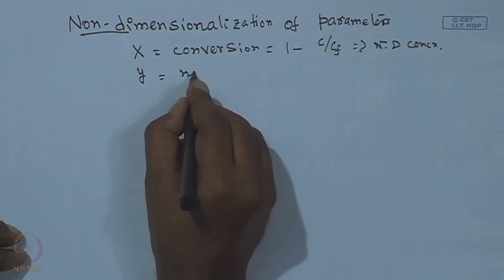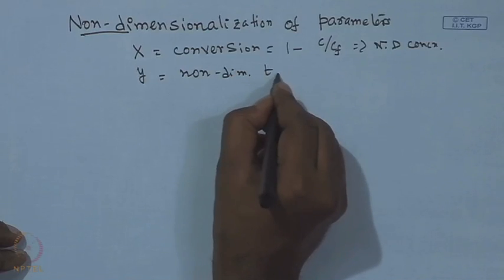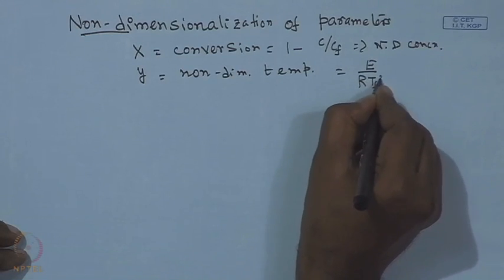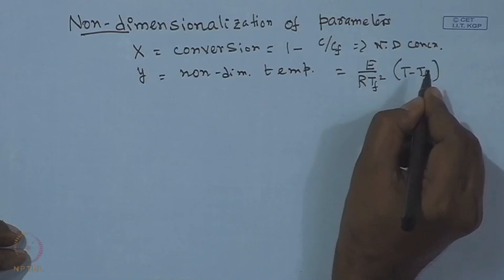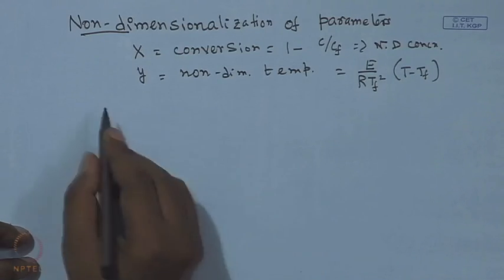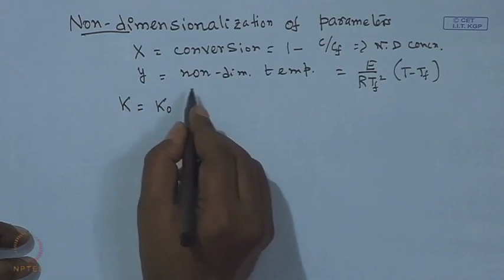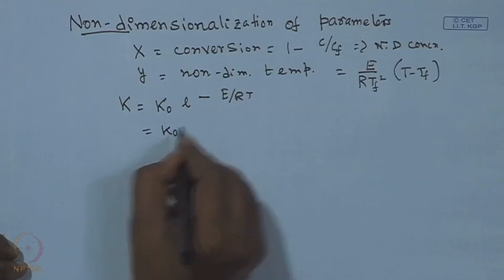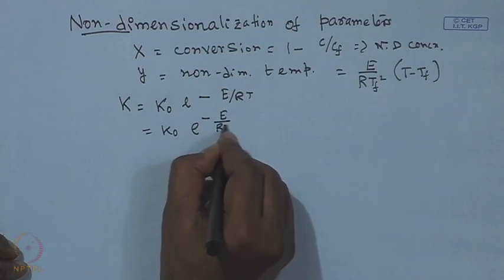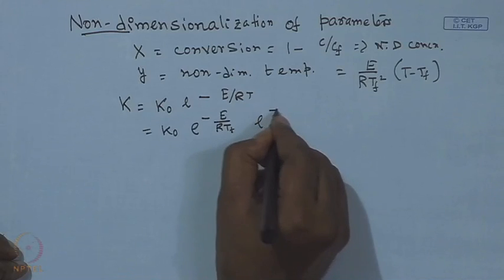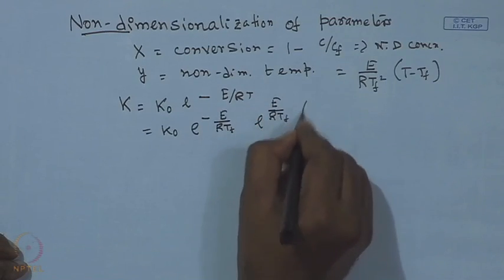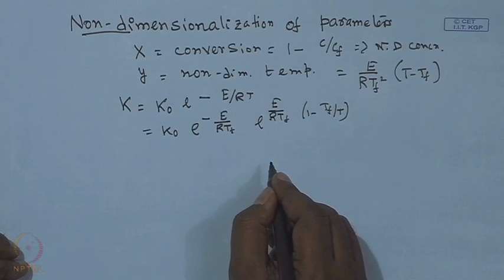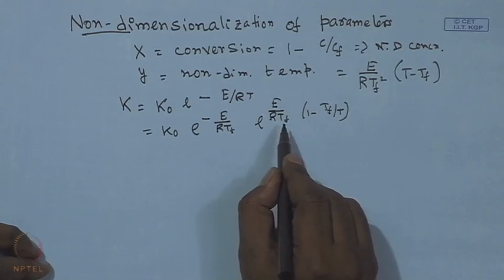So, we define x as conversion, which is non-dimensional concentration, and y is non-dimensional temperature. This is defined as E over R Tf square times T minus Tf. And we defined k as the Arrhenius rate law, k0 e to the power minus E over R T, and this becomes k0 e to the power minus E by R Tf. We add and subtract, so it becomes e to the power E by R Tf times 1 minus Tf by T. Let us work on this equation.